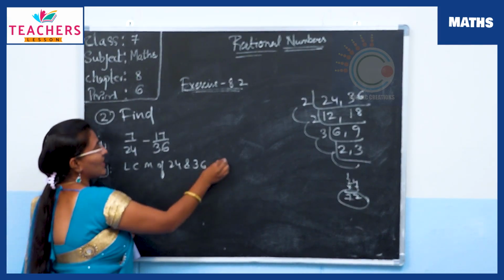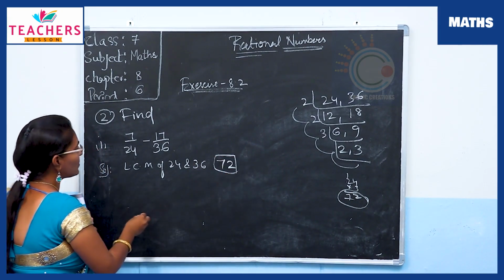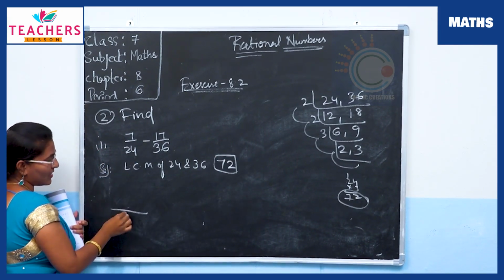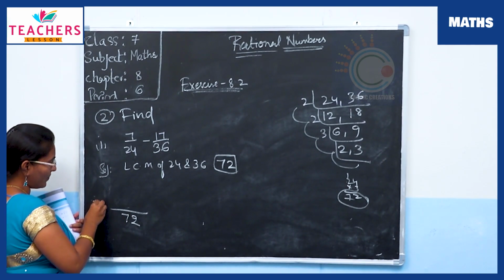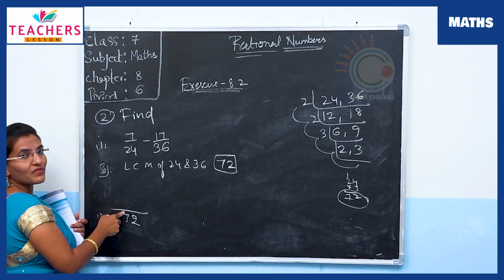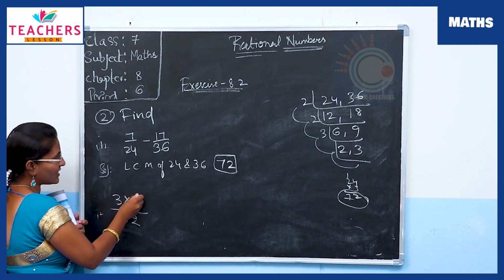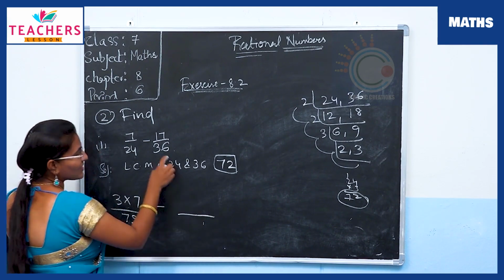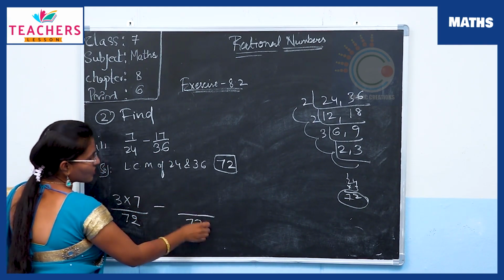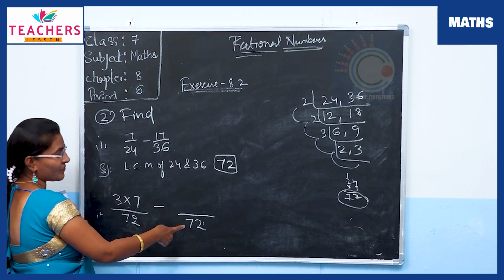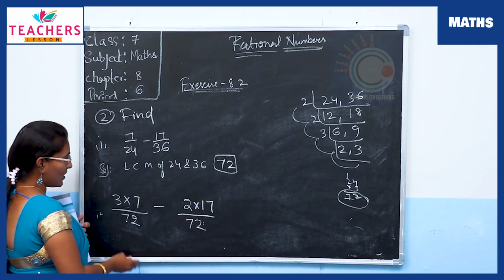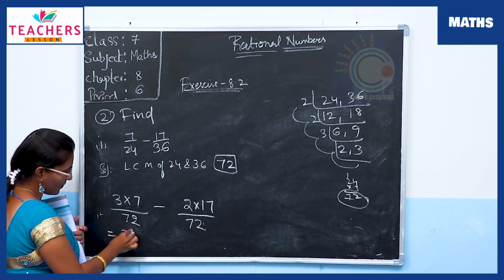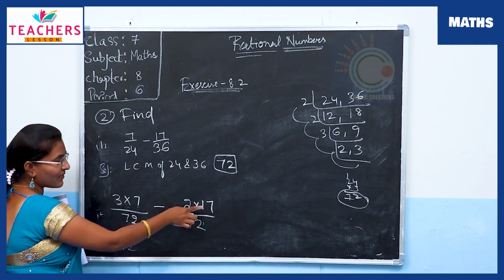What is the LCM? 72 is the LCM. So, now the denominator is 72. 24 is how many times of 72? 24 into 3, right? 3 twos are 6. Yes, 24 is 3 times of 72. So, 3 into 7 in the numerator. Next, minus. The next number, the LCM we got is 72. 36 is how many times of 72? 2. 36 twos are 72, right? So, 2 into 17 in the numerator. Next, 7 threes are how much? 21 by 72 minus 17 twos are how much?